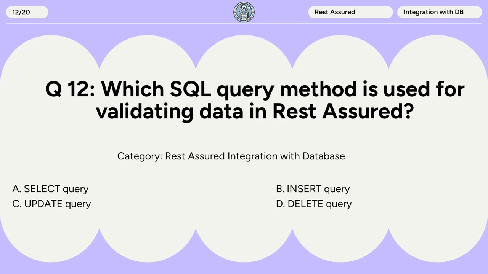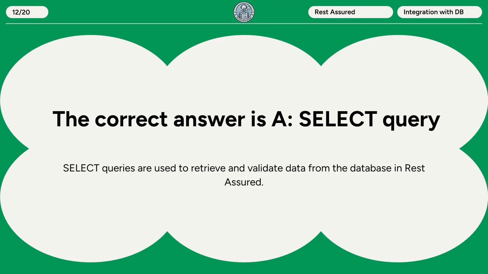Question 12. Which SQL query method is used for validating data in REST Assured? A. Select query. B. Insert query. C. Update query. D. Delete query. The correct answer is A. Select query. Select queries are used to retrieve and validate data from the database in REST Assured.